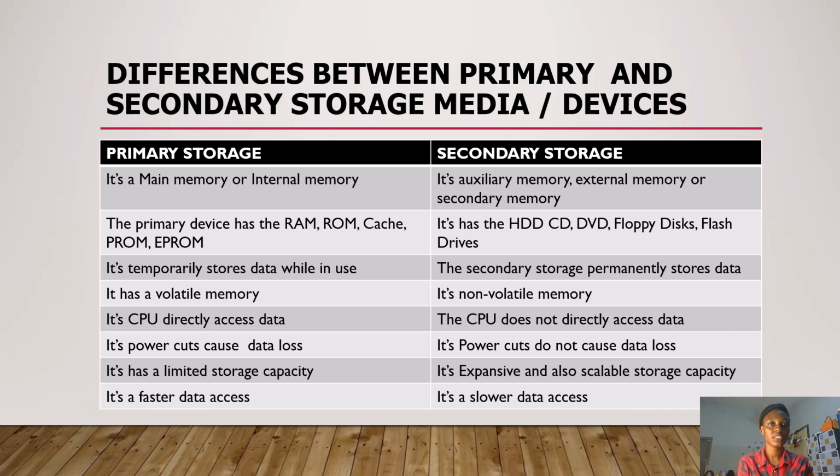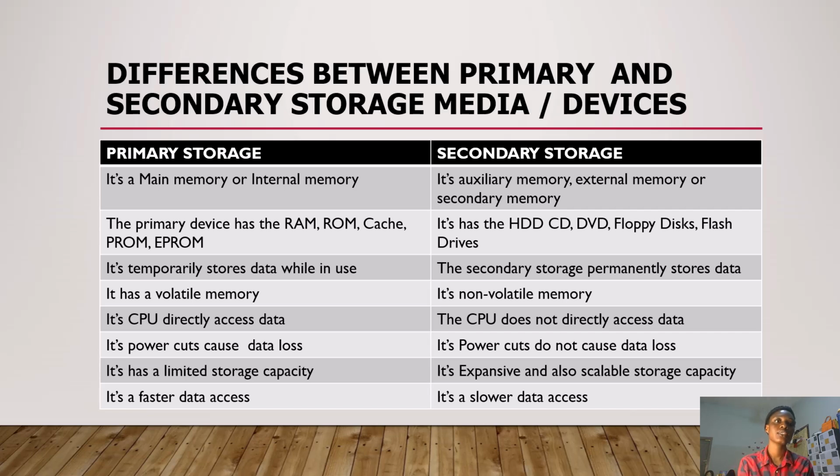The differences between primary and secondary storage media or devices. So when we take the primary storage device and the secondary storage devices, first point of the differences between them: the primary is the main memory or the internal memory, and the secondary is the auxiliary memory or external memory. The auxiliary memory is described as a future memory because the storage device stores data for a very long time without us missing our information.